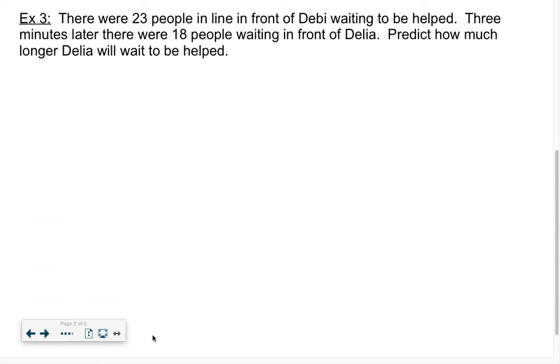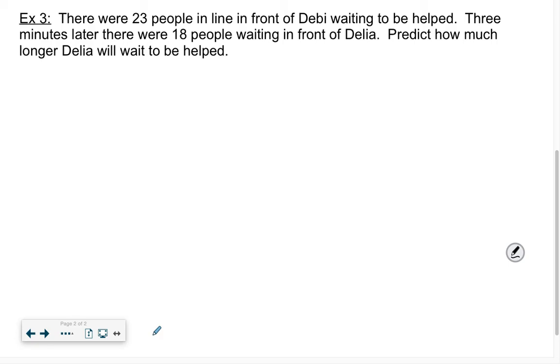Lastly, 23 people in front of Debbie waiting to be helped. 3 minutes later, there are now 18 people in line. We want to predict how much longer it'll take Debbie to be waited on. Okay, so first of all, we started with 23 people ahead of us. Now we're down to 18.